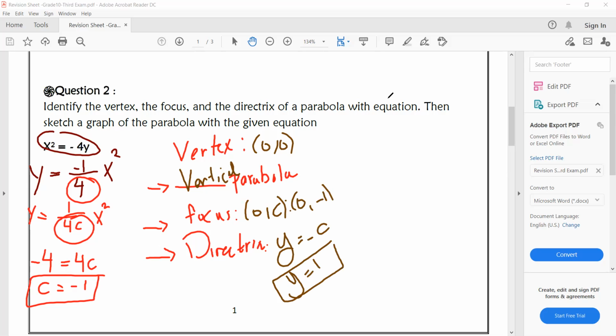So here, I will ask you to find the vertex, which kind of parabola, the focus, and the directrix. Then sketch the graph. Since it's online, I will not ask you to sketch the graph. Is it clear? Yes. Yes, teacher.